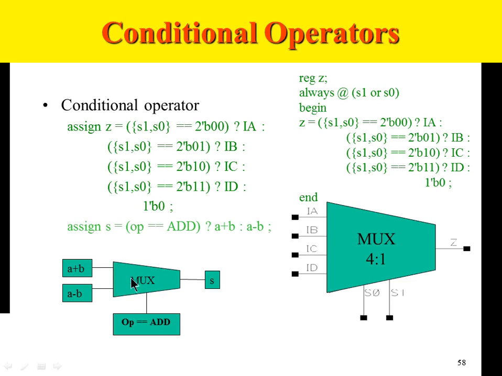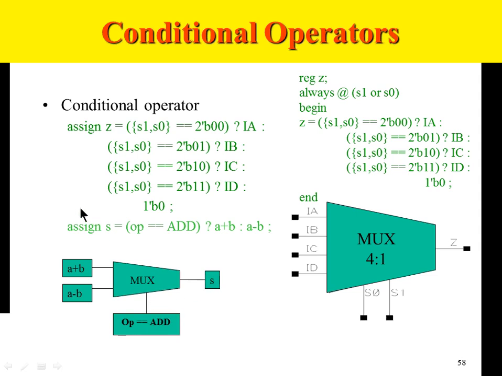And on the bottom, there is another example. This is a 2:1 mux. If op, which stands for opcode, is equal to add, then the adder output, which is coming as an input to the multiplexer, goes to output S. If opcode is not equal to add, then the subtractor output, which is coming as the second input to the multiplexer, goes to output S.